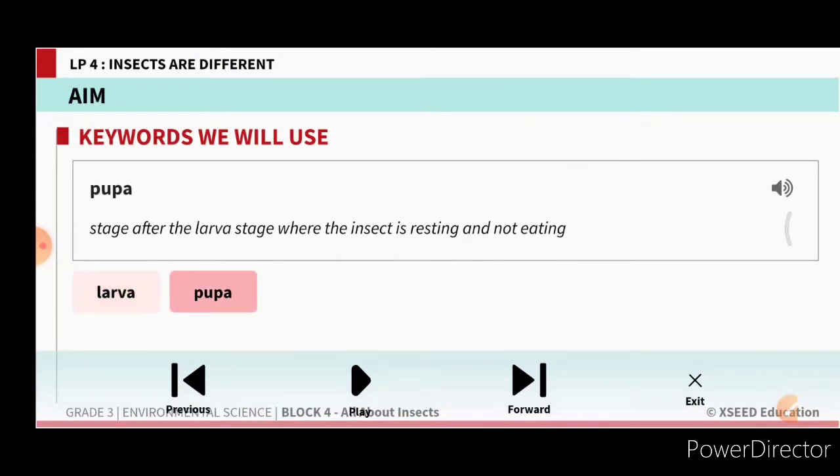Pupa is the stage after the larva stage where the insect is resting and not eating. When the insect is in the pupa stage, it will take rest. It won't do anything. It won't even eat. Larva is the next stage after the egg. Pupa is the third stage where the insect will not eat anything, it will just rest.